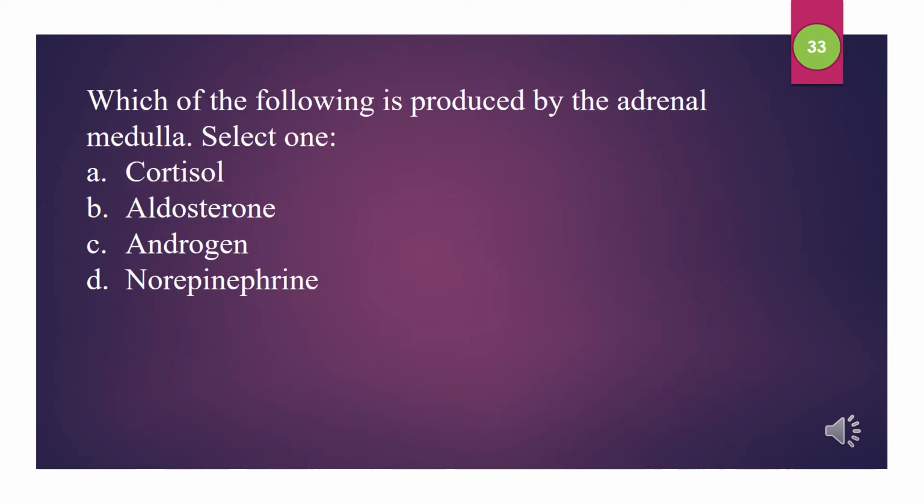Which of the following is produced by the adrenal medulla? A. Cortisol. B. Aldosterone. C. Androgen. D. Norepinephrine. The answer is D. Norepinephrine.